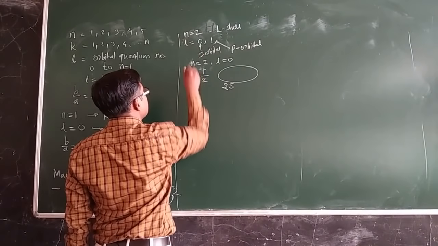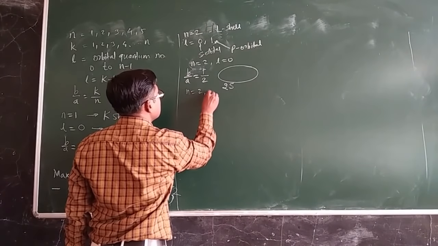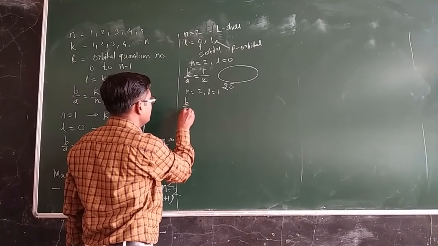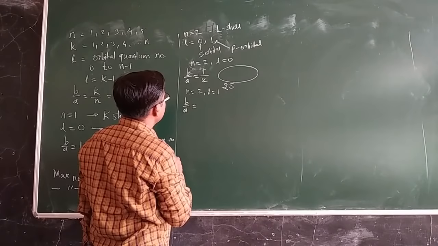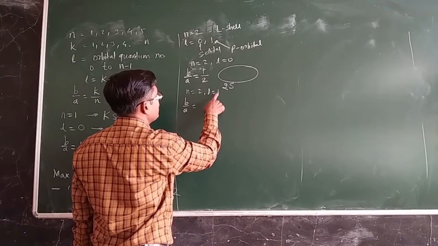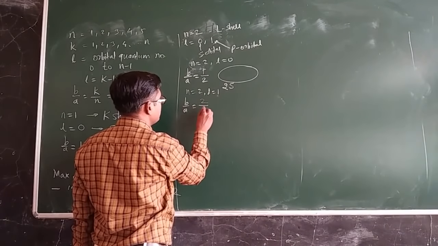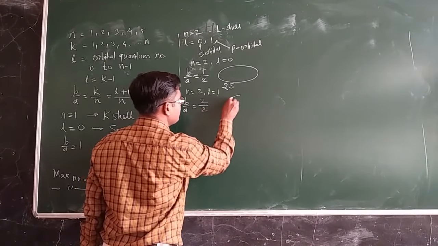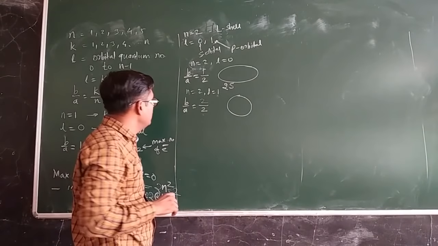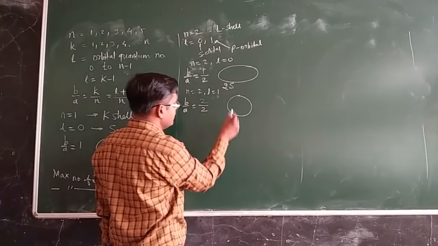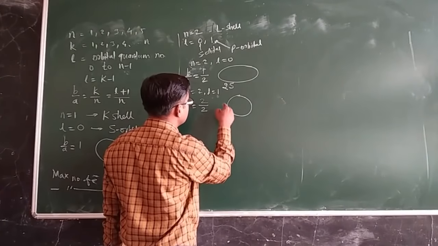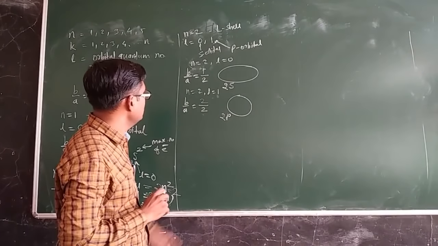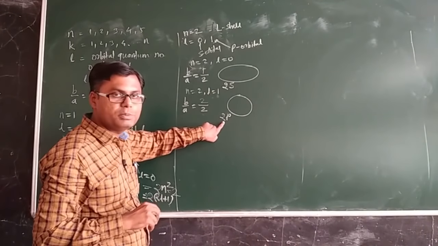Now n equal to 2 and L equal to 1. In this case b by a becomes L plus 1, so 1 plus 1, that is 2, divided by again 2. So this will be 1. b is equal to a. It means that we will be getting a circular orbit. And since L is equal to 1, it is p orbital, and this is the second orbit again, so it will be represented by 2p. So this is 2s orbital, this is 2p orbital.